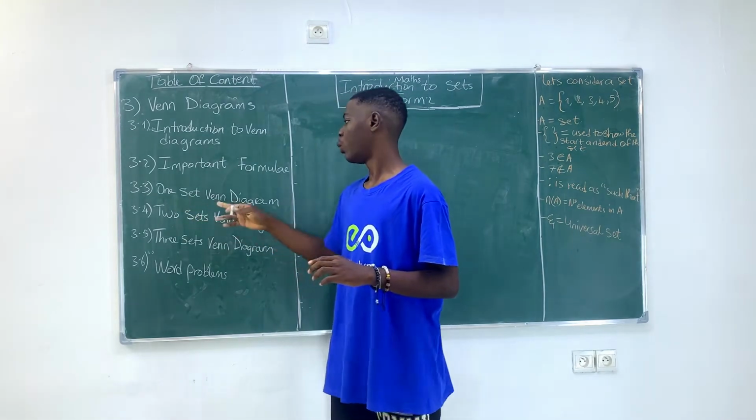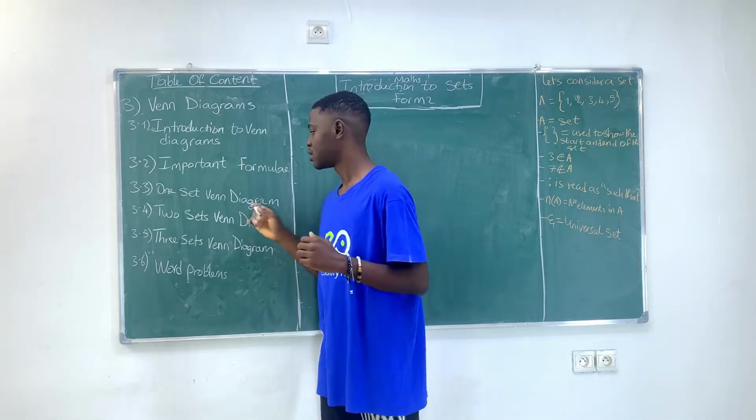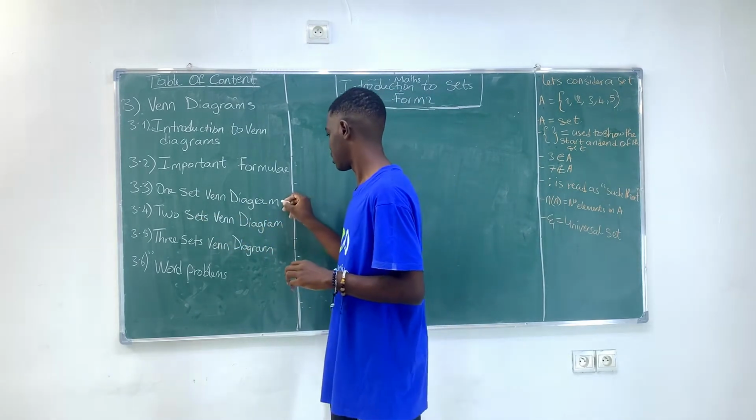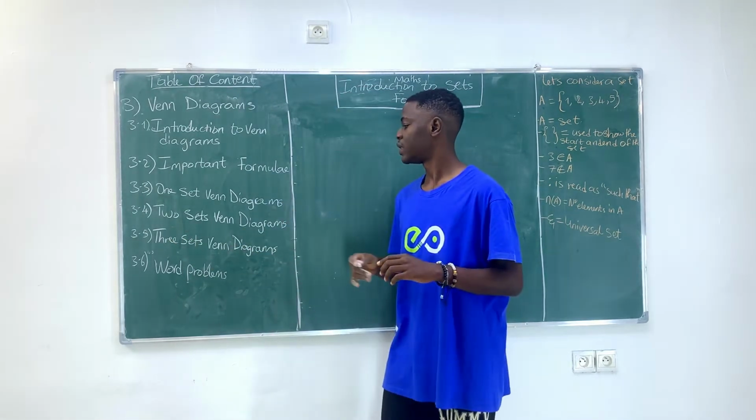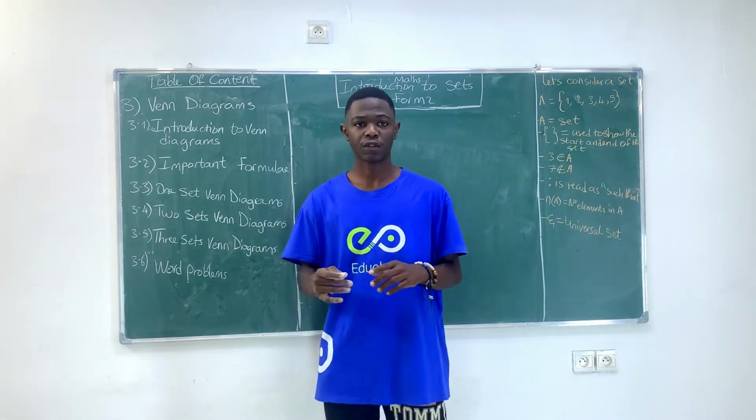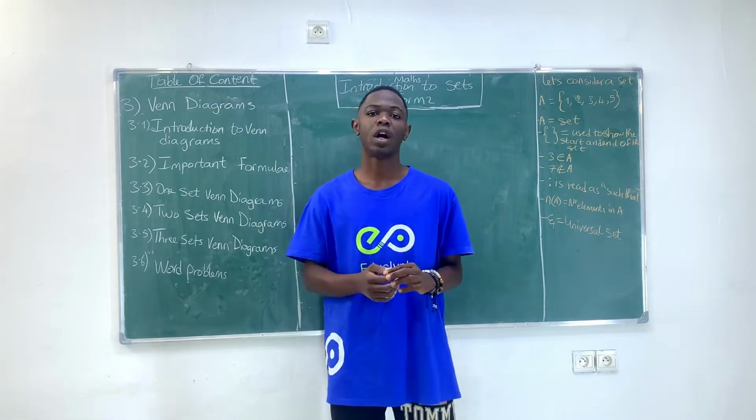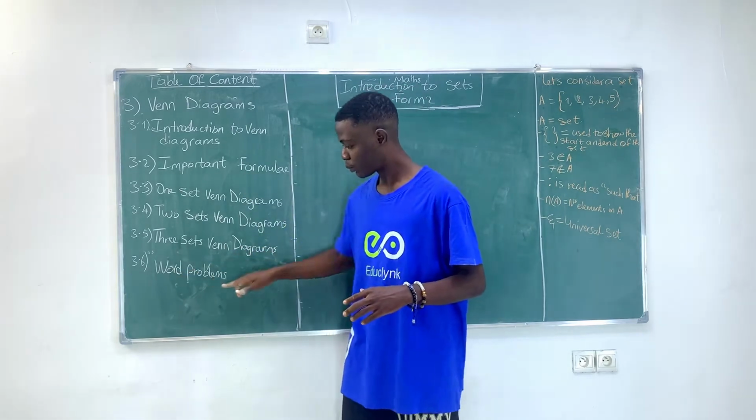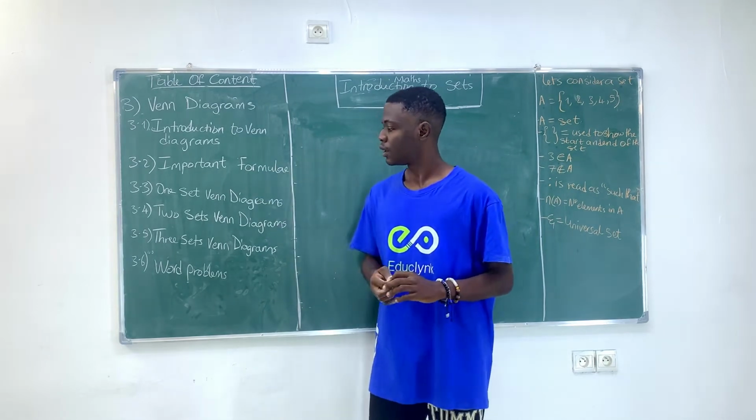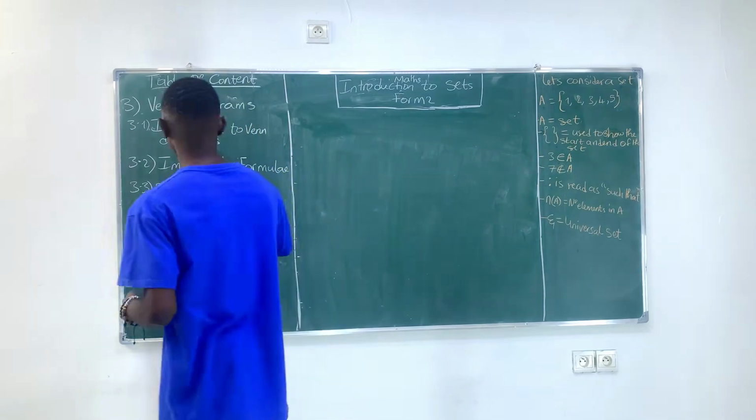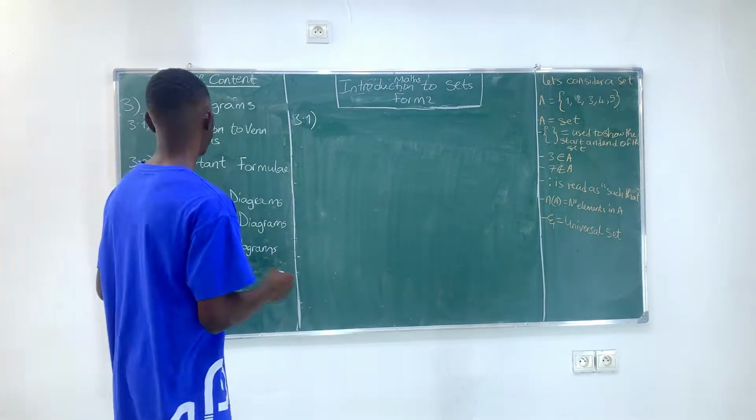Then, one set Venn diagram, meaning a Venn diagram created with just one set. Then, two set Venn diagrams with the cases. Then, three sets Venn diagrams, and in each of them, you are going to solve questions concerning the sets. We're going to do examples and word problems, and then we'll do general exercises in all of the parts. So, on starting, we click on one, introduction to Venn diagrams.